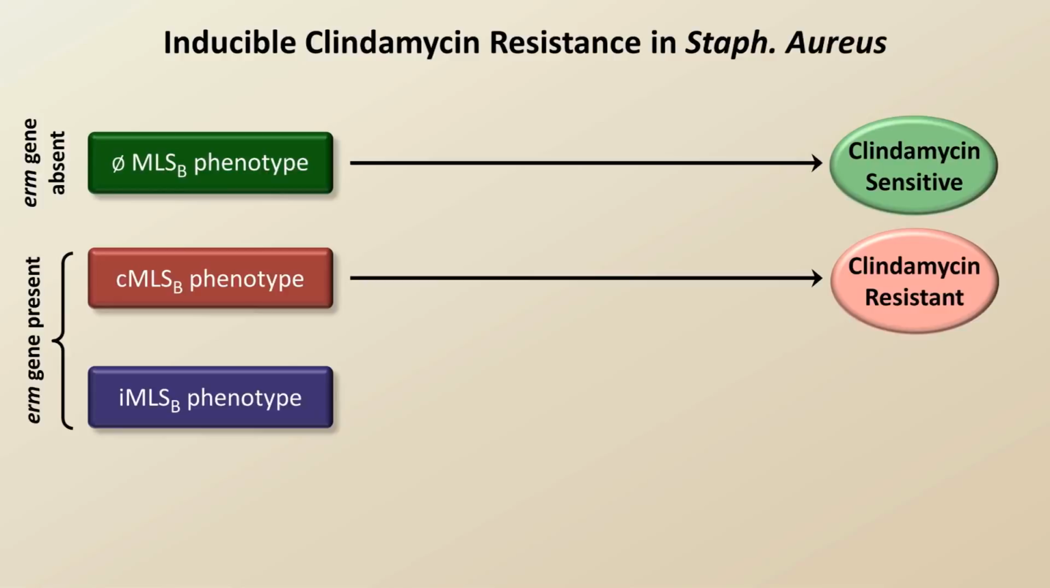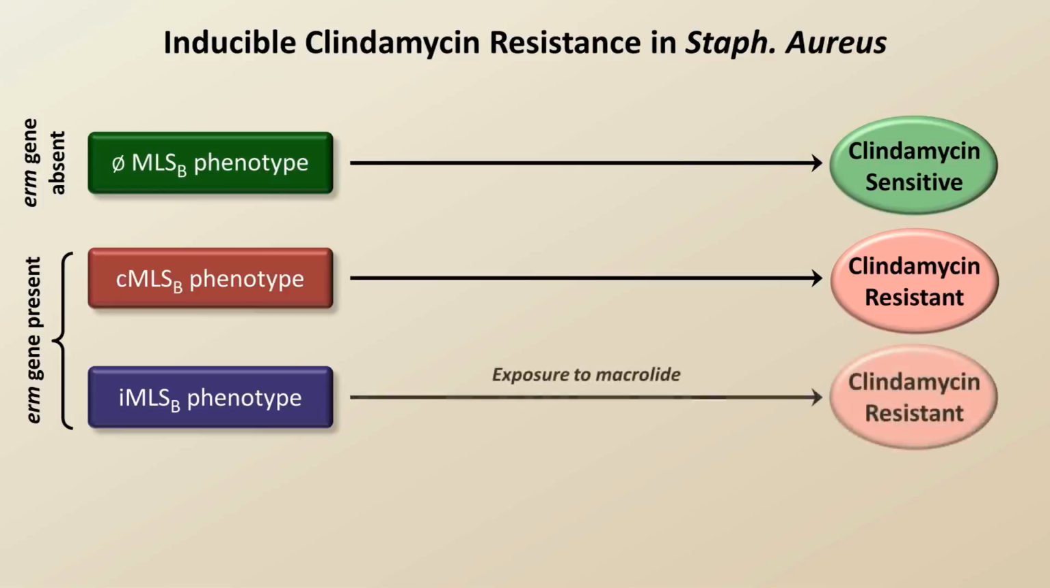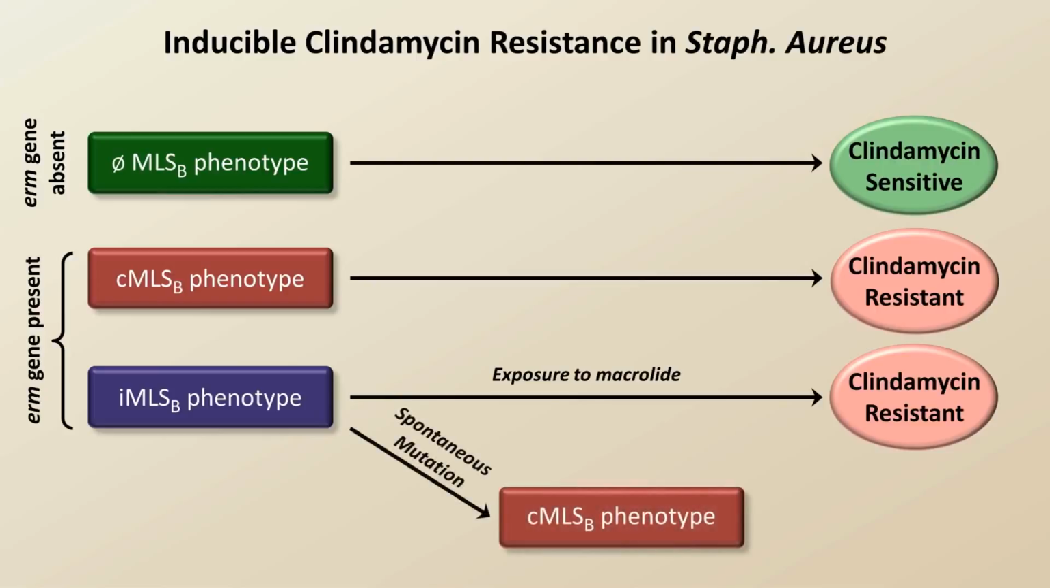With the inducible phenotype, it was initially thought to require exposure to a macrolide, which triggers expression of the dormant resistant mechanisms. However, it's now believed that a seemingly minor spontaneous mutation in the genetic code responsible for ERM expression may also be able to convert the inducible phenotype to the constitutive one in the absence of macrolide exposure. Thus, the bacteria is now also clindamycin resistant.